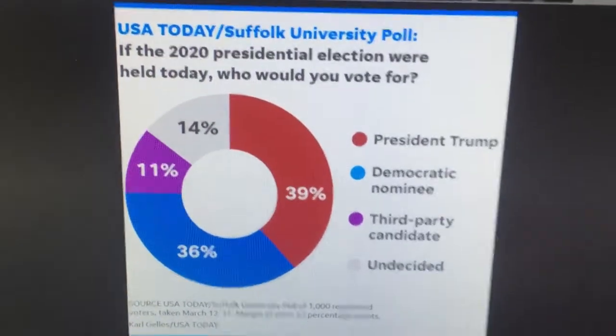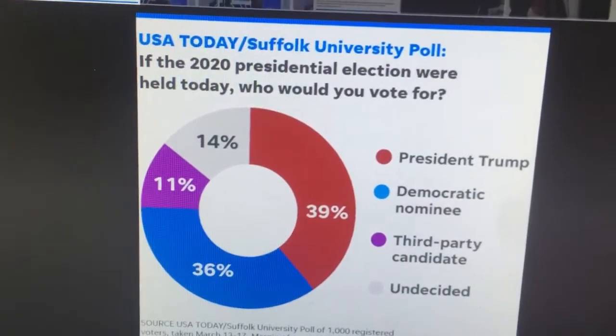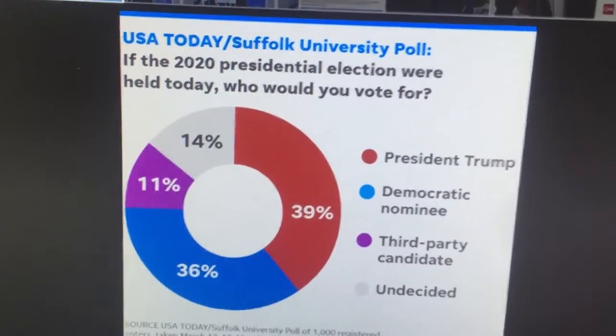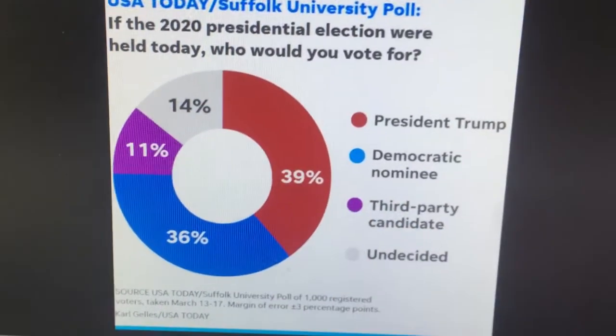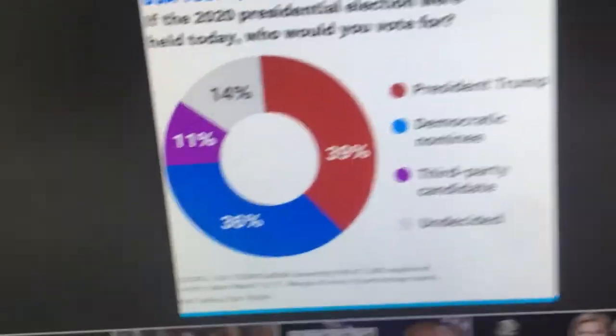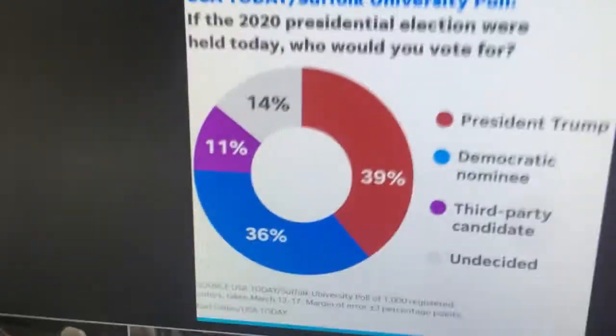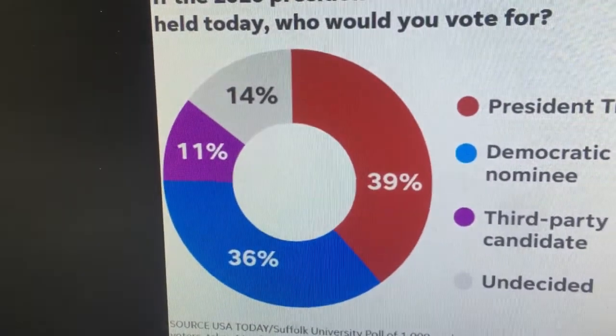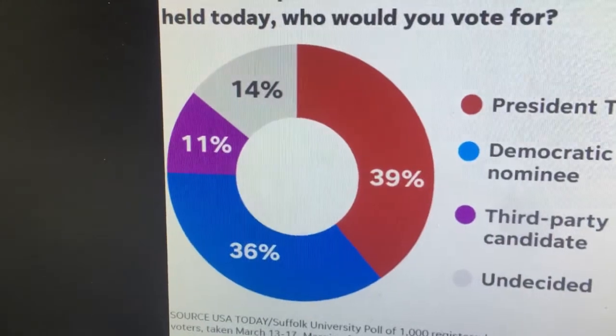This says USA Today, if the 2020 presidential election were held today, who would you vote for? And so we've got these percentages here. How do they get these? Well, they have to ask people these questions. And so they get these numbers by the people they ask. But are these accurate? Well, there's got to be some kind of error involved.